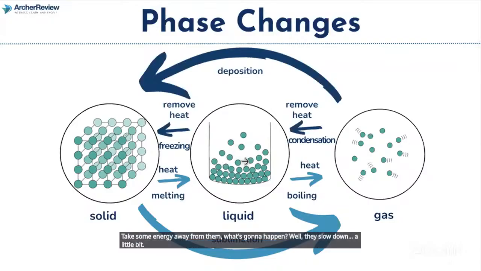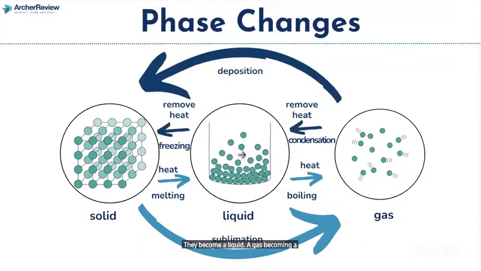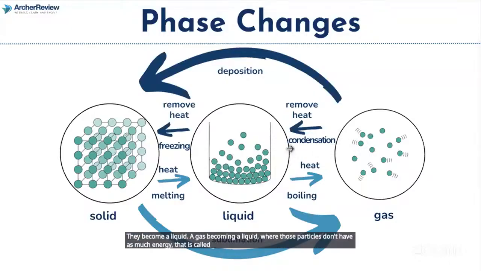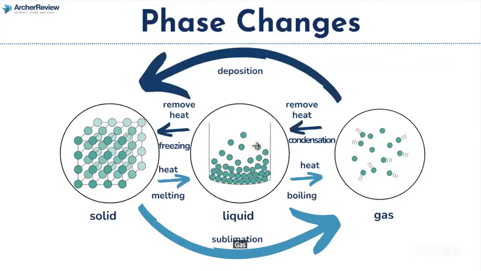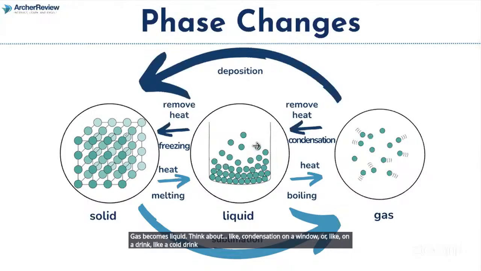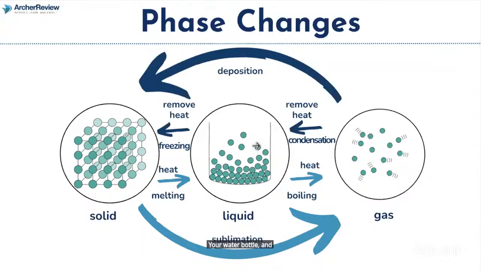They become a liquid. A gas becoming a liquid, where those particles don't have as much energy, that is called condensation. Gas becomes liquid. Think about condensation on a window or on a cold drink that sits outside. What starts to happen? The air around it, that gas, starts to condense on the outer portion of your water bottle, and it forms those liquid drops. That's condensation.